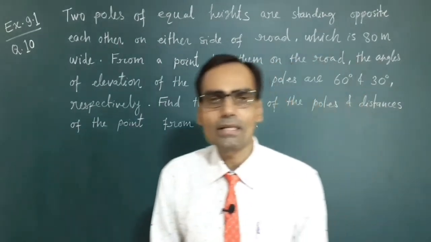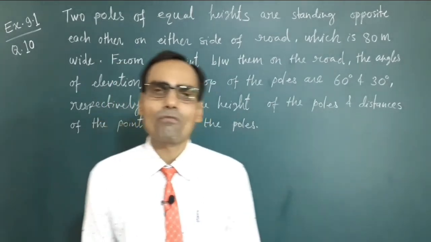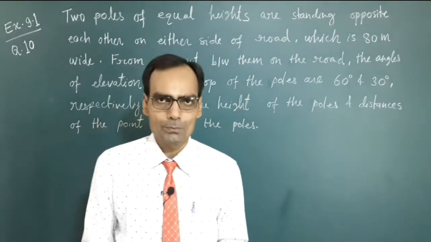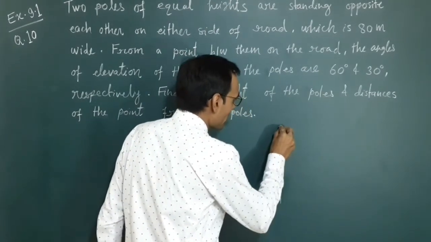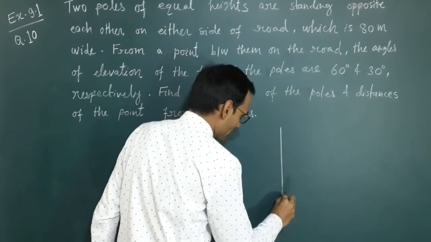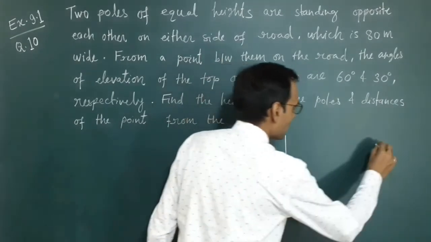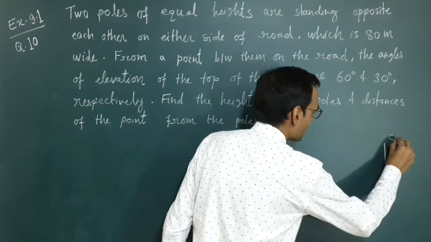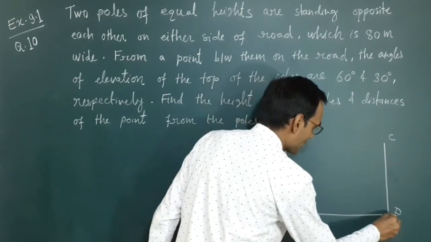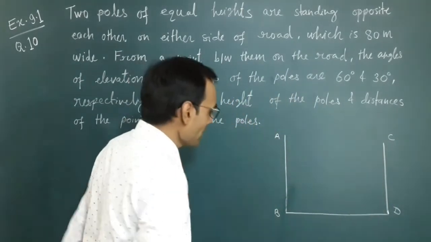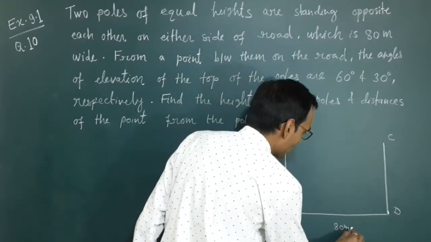So dear students, this is a very important problem based on the application of trigonometry. First we will draw the figure, and after that we will solve this problem. In the problem, two poles of equal heights are standing opposite each other. Suppose the first one is named AB, and the second one is CD, and joining their ground points, we get the width of the road. It is given that the width of the road is 80 meter.